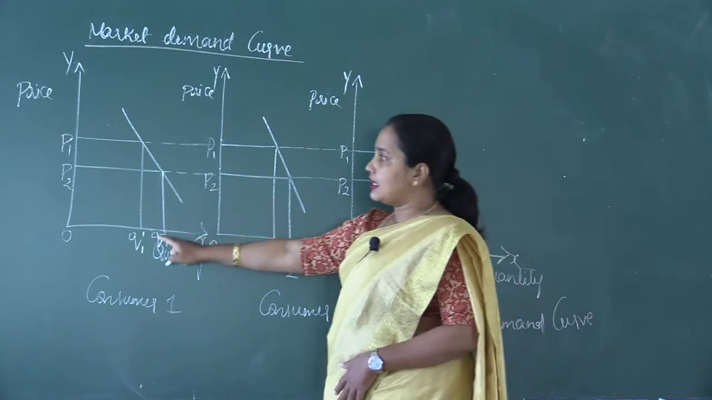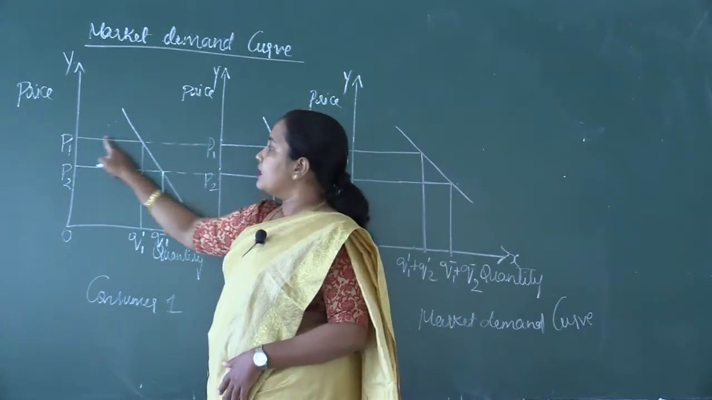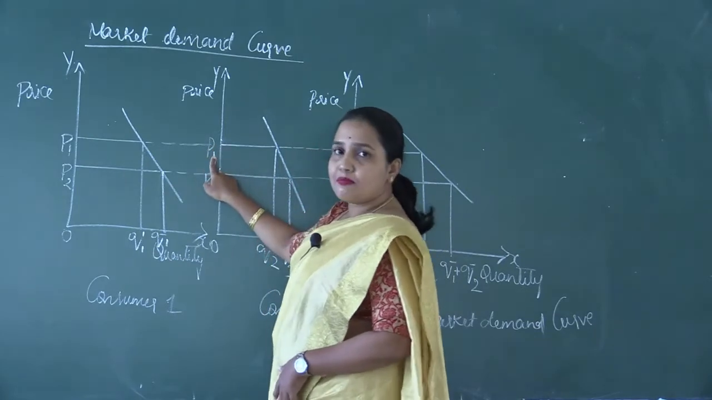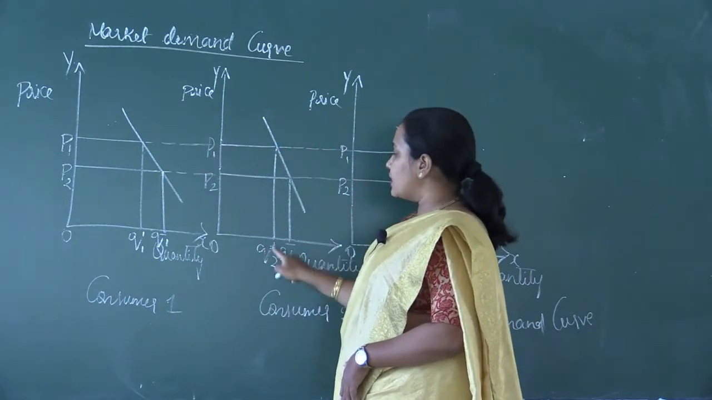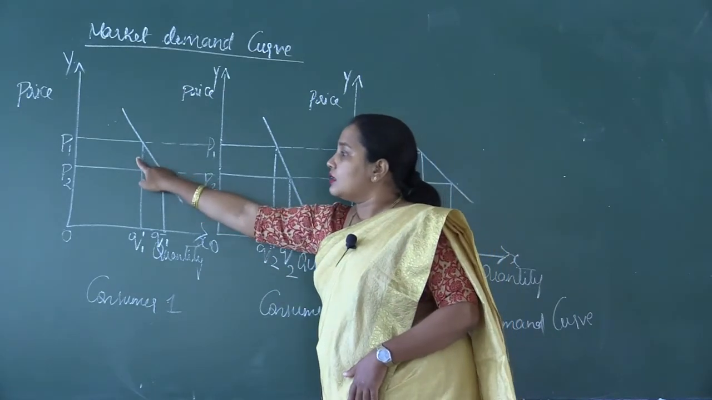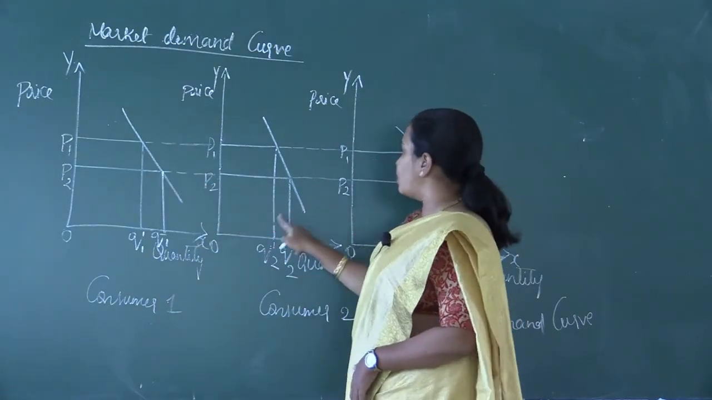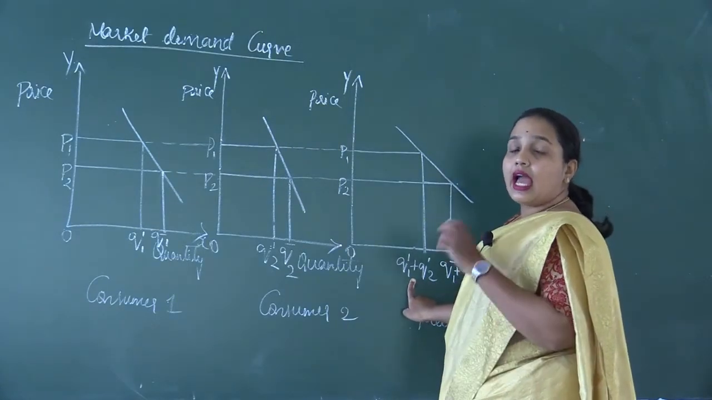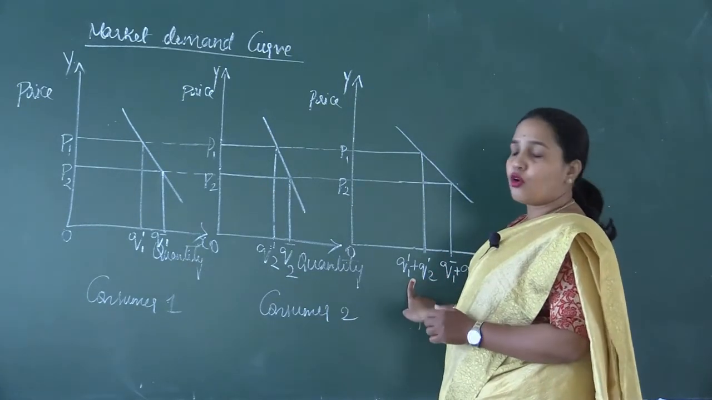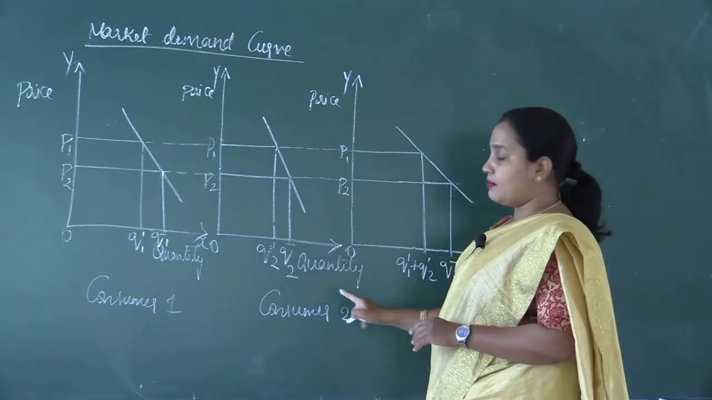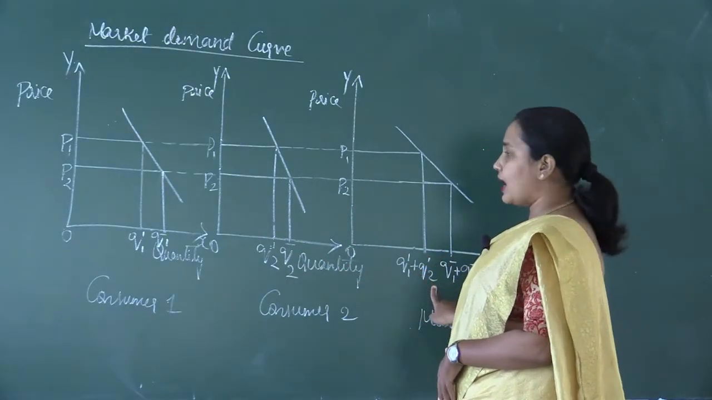You can just see at price P1, the demand of consumer 1 is Q1. At the same price P1, the demand of consumer 2 is Q2. By adding Q1 and Q2, we derive the market demand, which is the summation of the consumer 1 and consumer 2 individual demand, Q1 plus Q2.